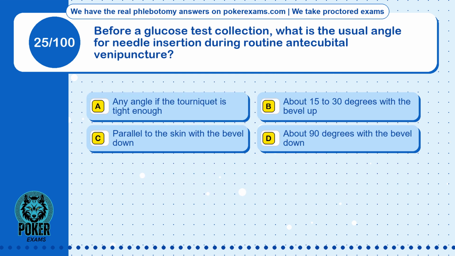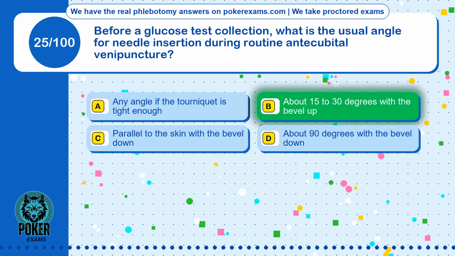Question 25. Before a glucose test collection, what is the usual angle for needle insertion during routine antecubital venipuncture? Option A: any angle if the tourniquet is tight enough. Option B: about 15 to 30 degrees with the bevel up. Option C: parallel to the skin with the bevel down. Option D: about 90 degrees with the bevel down.